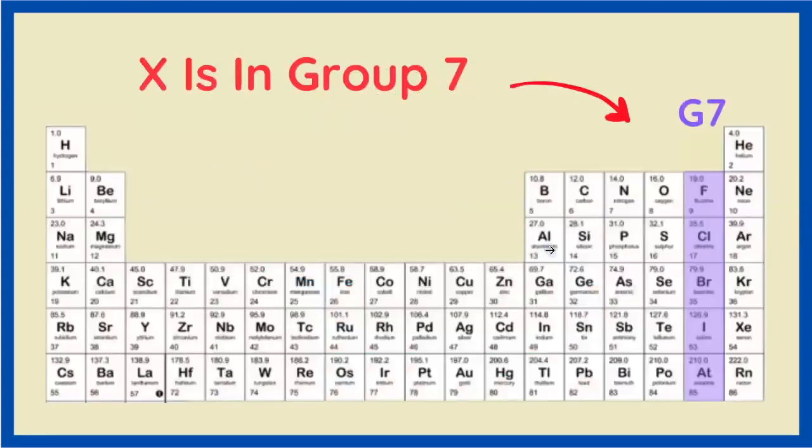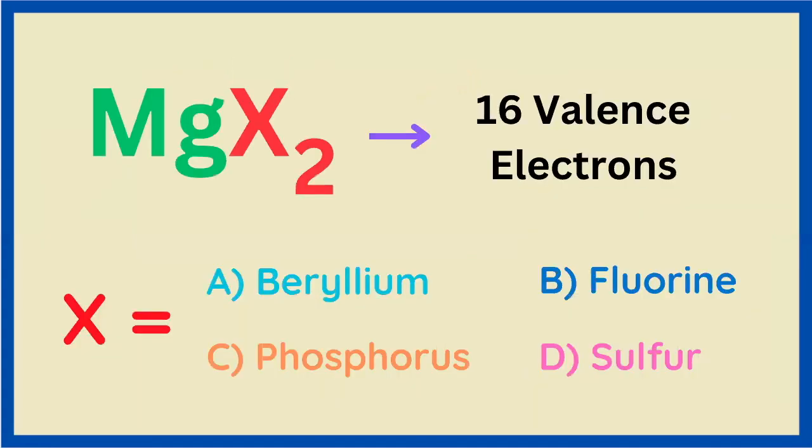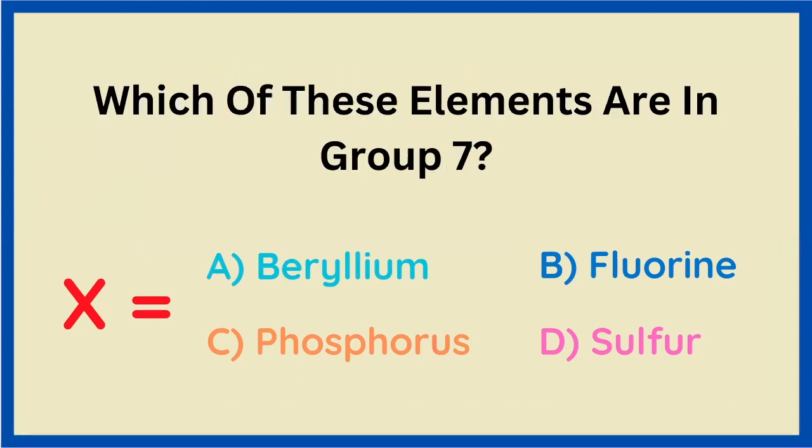Let's revisit our periodic table. If X is in group 7, then it's either going to be fluorine, chlorine, bromine, iodine, or whatever At is. But how do we know which one it is? Well, you might remember that this is a multiple choice question. One of these 4 is a group 7 element, and that just happens to be fluorine.